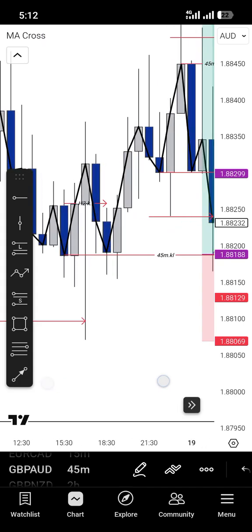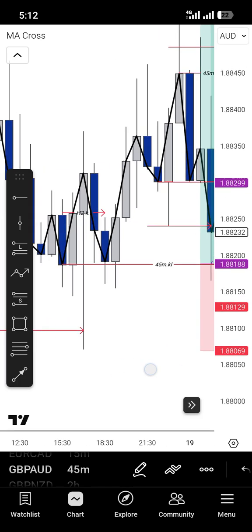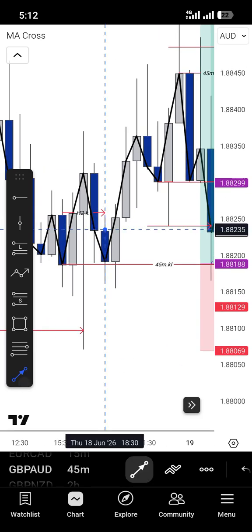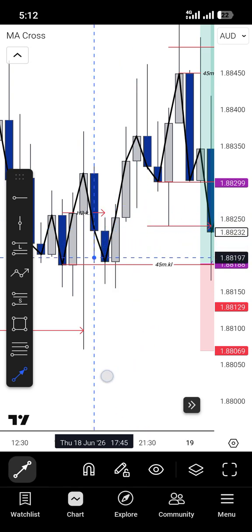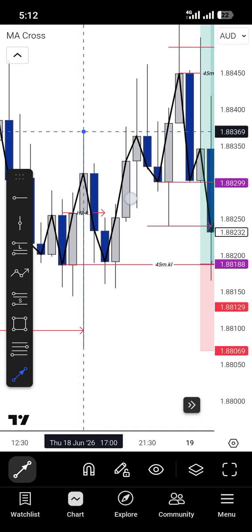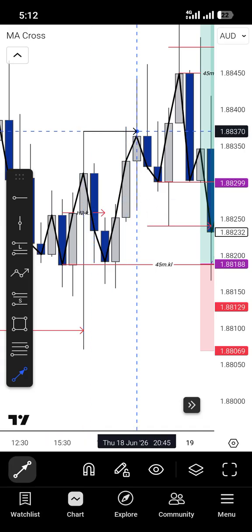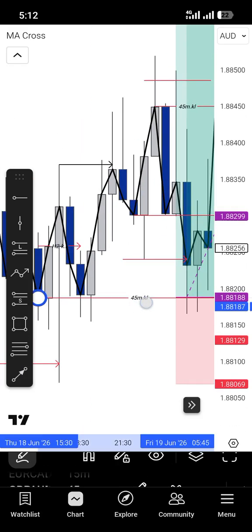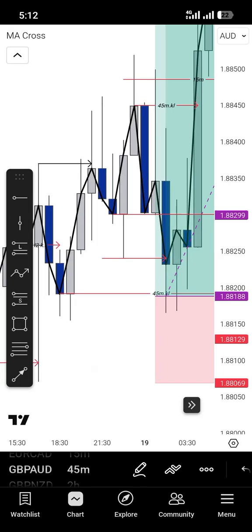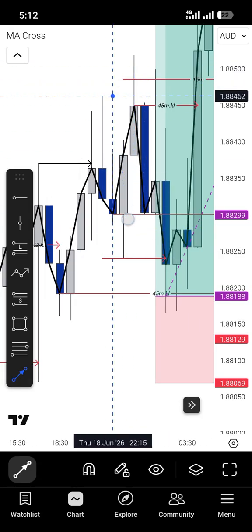So we'll be watching the market to see what will happen. When we got that break, we are now watching what price will do. As we are watching, we got the first 45 minutes break of structure, yeah, and we're hoping for this level to hold for the 45 minutes. But it didn't hold because it gave us another break.